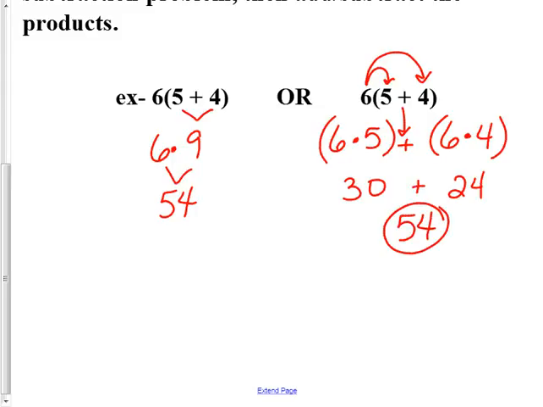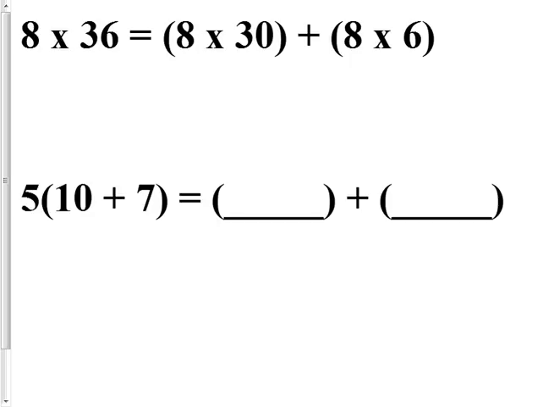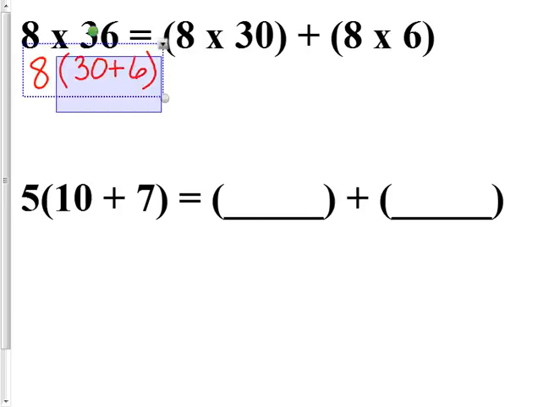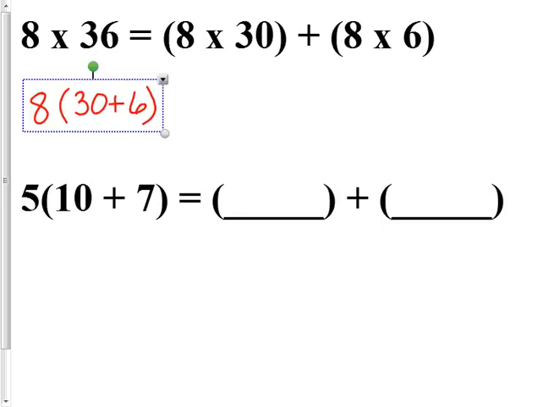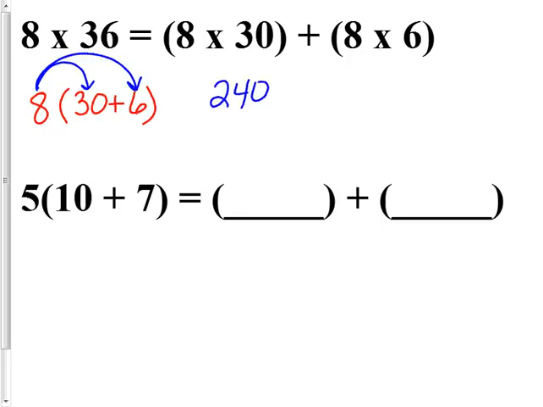Now you might be going, what in the heck? Why would that possibly be something that I would want to do? It really doesn't look any easier. Well, there's a reason. There's always a reason. Let's say we wanted to do 8 times 36. We could really rethink that as 8 times 30 plus 8 times 6, because what I'm doing there is thinking of 36 as 30 plus 6. So if I want to do 8 times 30 plus 6, I could think of it as 8 times 30 plus 8 times 6, because all I'm doing is distributing the 8 to the 30 and to the 6. So 8 times 30 is 240. 8 times 6 is 48. So I get 288.